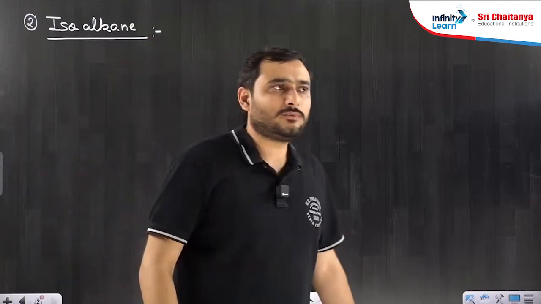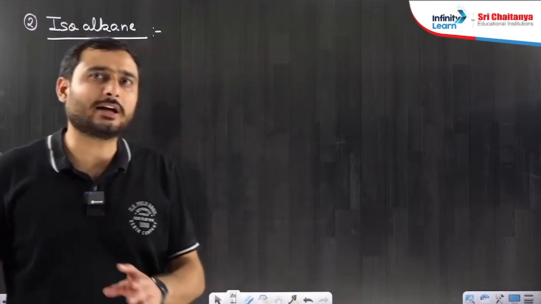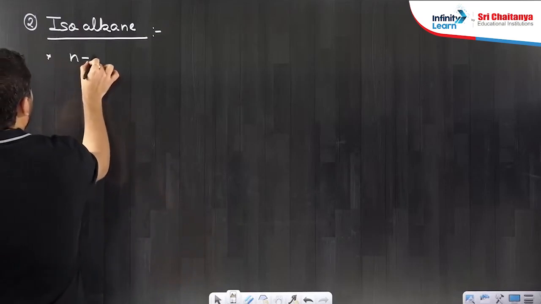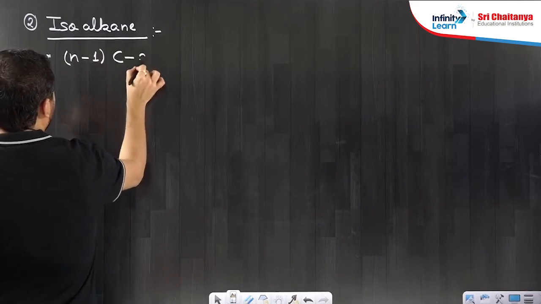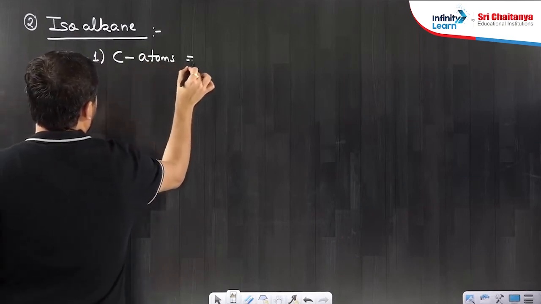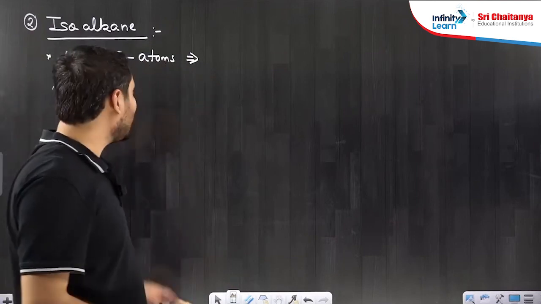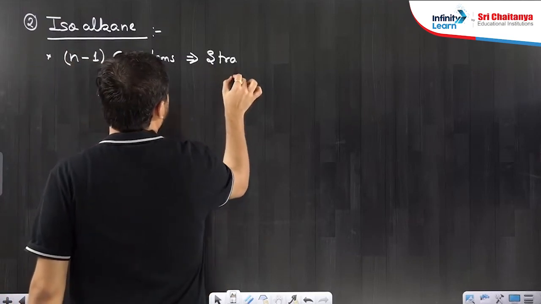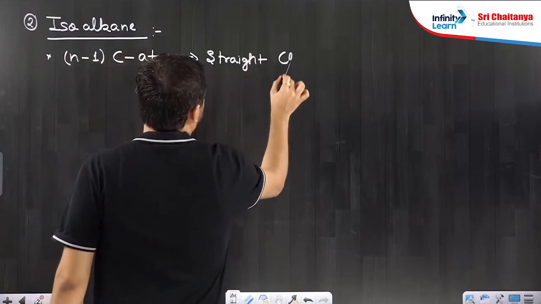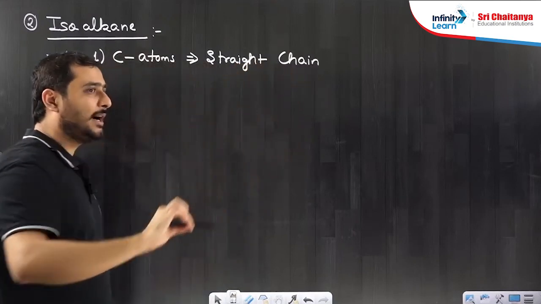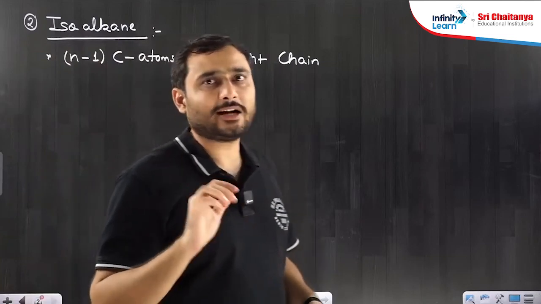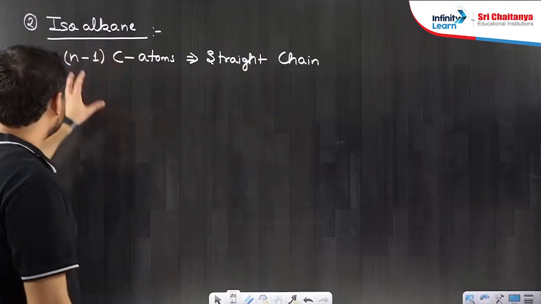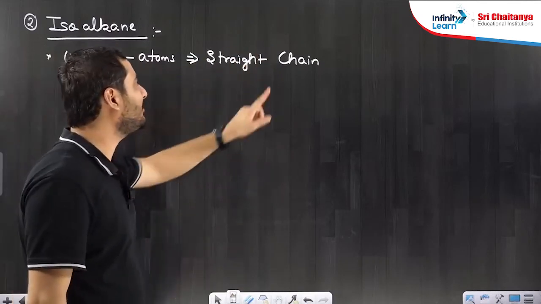Okay. Now from the word root we can identify how many total carbon atoms are present. So one less than the total. If total carbon atoms are n, what do we write? N minus 1 carbon atoms. Listen carefully. If total carbon atoms are n, how many carbon atoms are we taking? N minus 1 carbon atoms. They are present in which chain? Straight chain. For example, if I am saying isopentane, pentane means total 5 carbon atoms. So 5 minus 1, 4. So 4 carbon atoms will be present in a straight chain. So first thing is n minus 1 carbon atoms should be present in a straight chain.